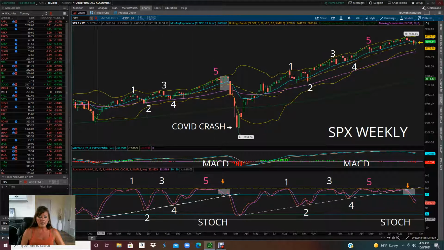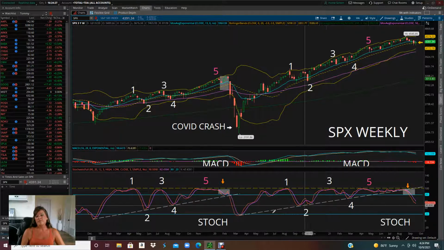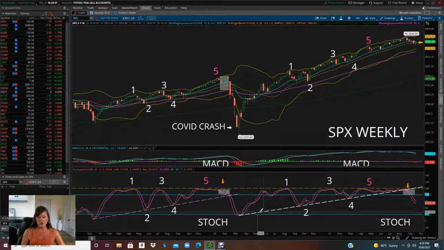Here's your top line. See how here's your lower trend line following it up, and then look right here, it breaks it. Same over here. You've got your upper trend line, you've got your lower trend line going up, and then it breaks it right here.